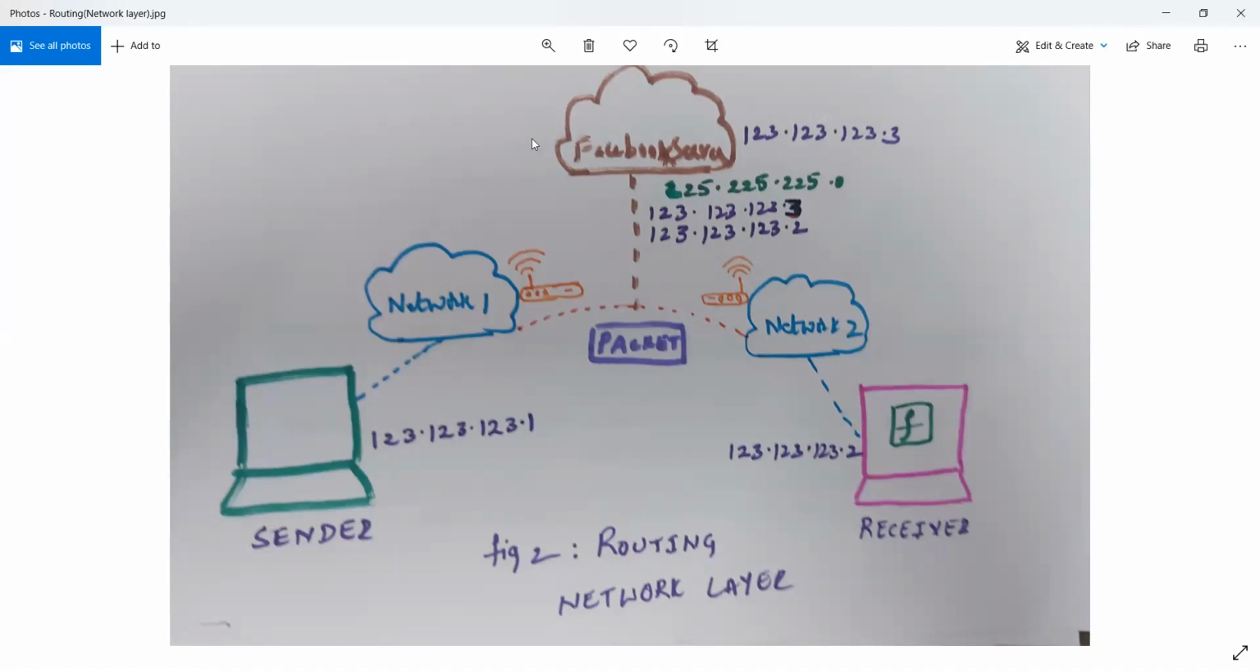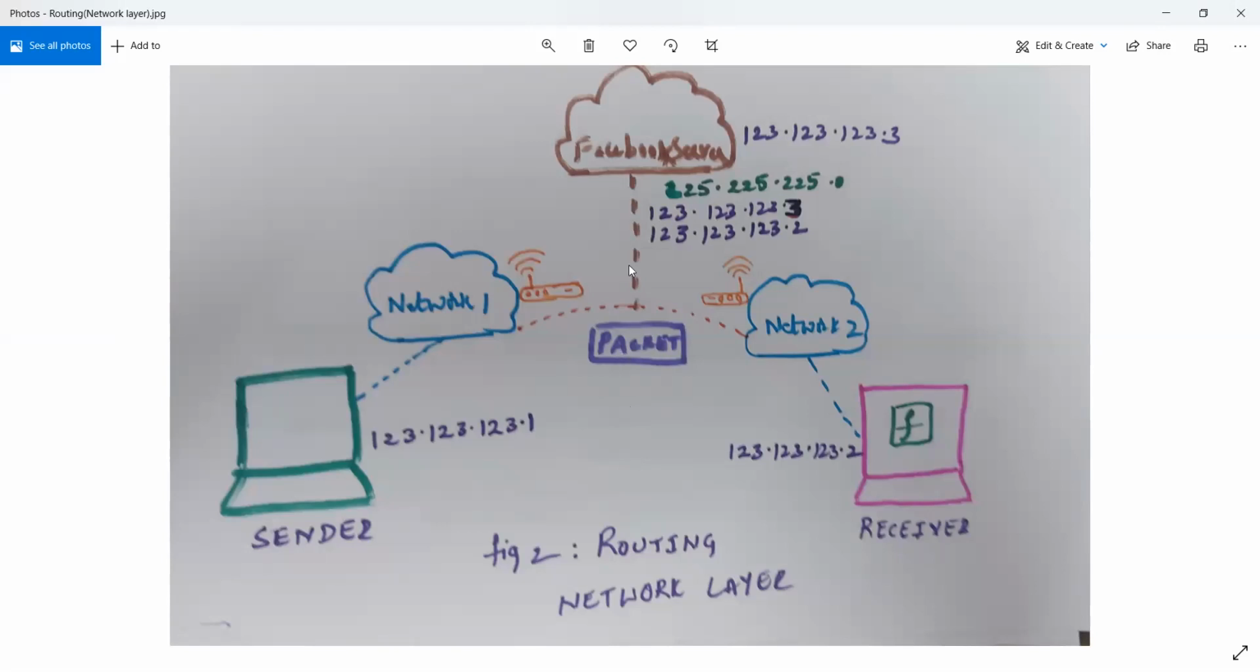Now, for example, if computer B, the receiver, wants to access facebook.com, it sends a request to the Facebook server. Then the Facebook server sends the reply in the form of a packet. Here it is a packet because this is the network layer. The packet is nothing but the data, and this data consists of the IP addresses of the sender and receiver. Here the sender is the Facebook server and the receiver is computer B.